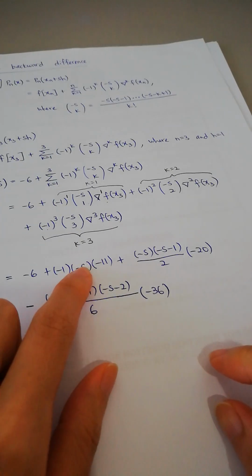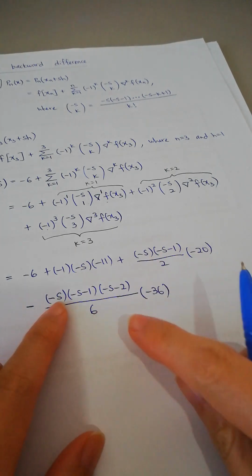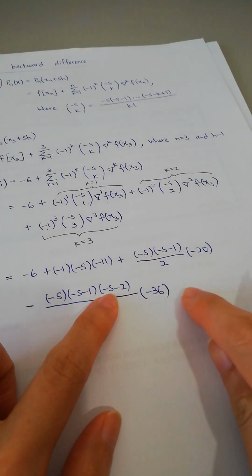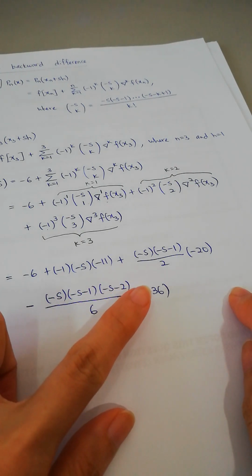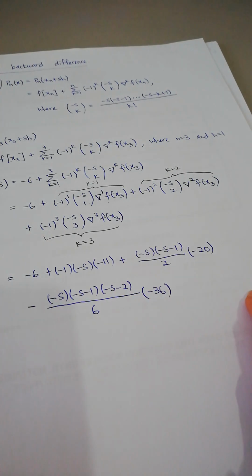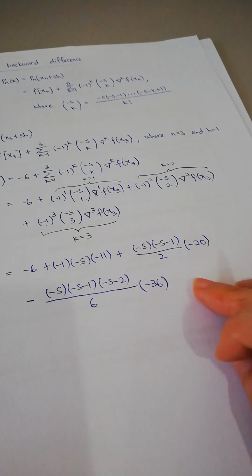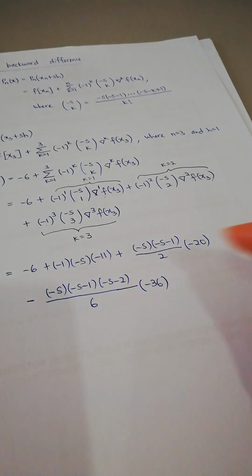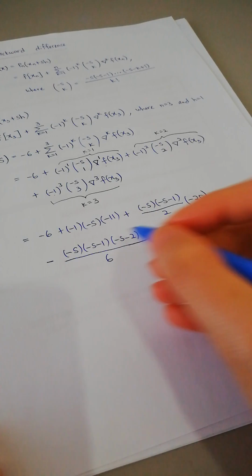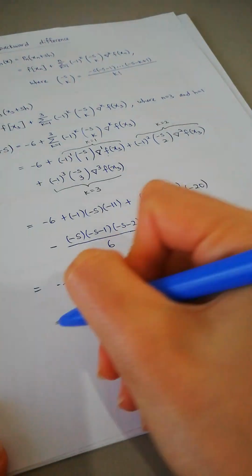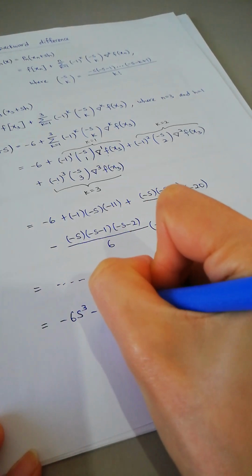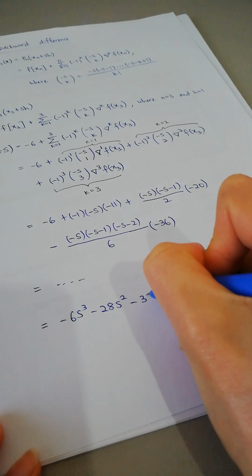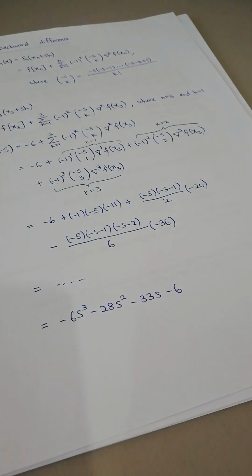So you see, you have negative s, then followed by negative s minus 1, then followed by negative s minus 2 here. And then if you have another term, so you know that you have negative s minus 1, negative s minus 2, and then negative s minus 3 over 4 factorial. So this is the thing that you should know. Now, you simplify this. I will leave it for you. You do it by yourself, and the final answer you will get is negative 6s cubed minus 28s squared minus 33s minus 6. So this is the one that you will have obtained.